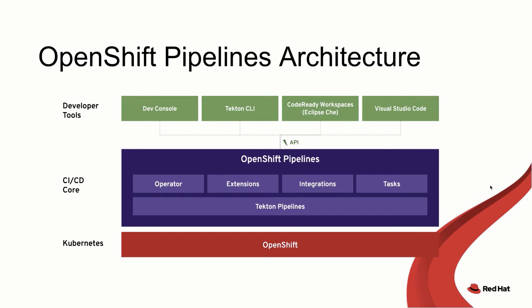Here's an overview of the OpenShift Pipelines architecture. You can see here in the core piece, Tekton pipelines are a key ingredient to OpenShift Pipelines. They're also bundled with the operator that installs OpenShift Pipelines, extensions, integrations, and tasks from task catalogs. Then via the API, you as a developer can interact with OpenShift Pipelines either via the web interface, the dev console of OpenShift, the Tekton CLI, CodeReady Workspaces, or Visual Studio Code using the extensions and plugins. So on top of Tekton, OpenShift Pipelines makes the experience of creating and using and monitoring these pipelines easier.